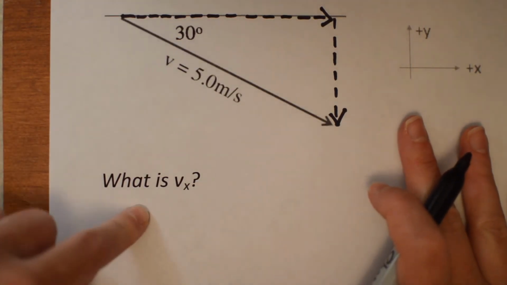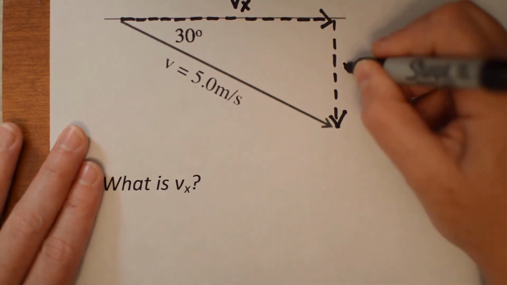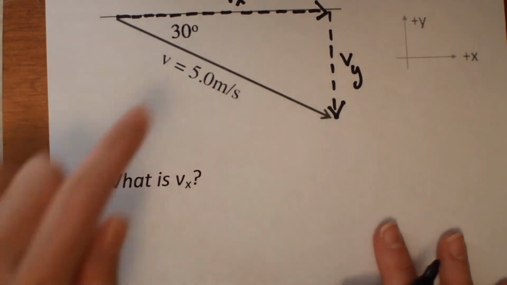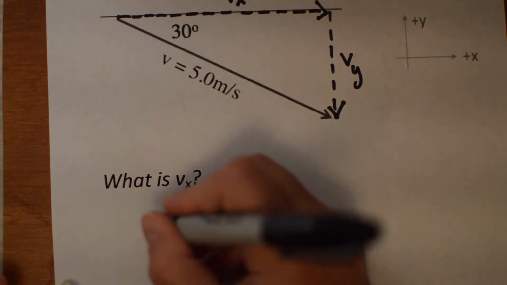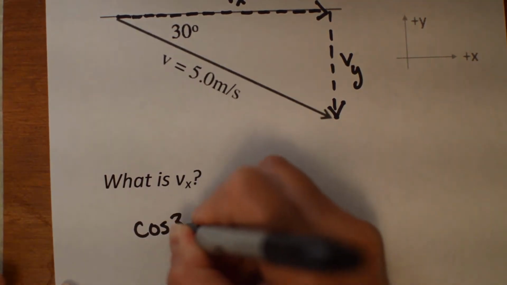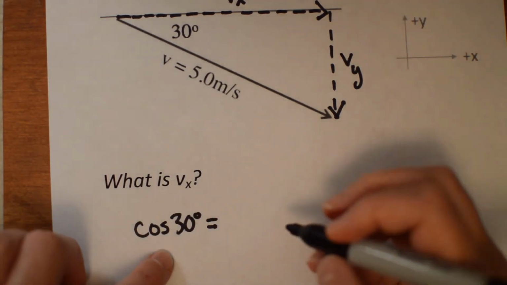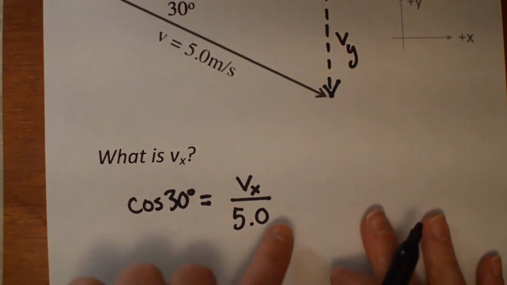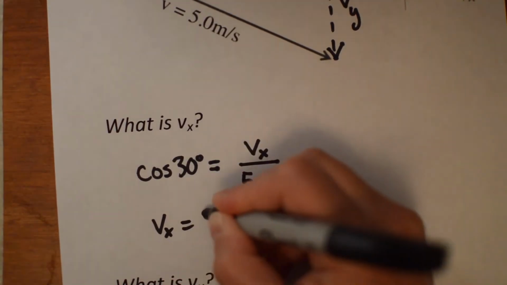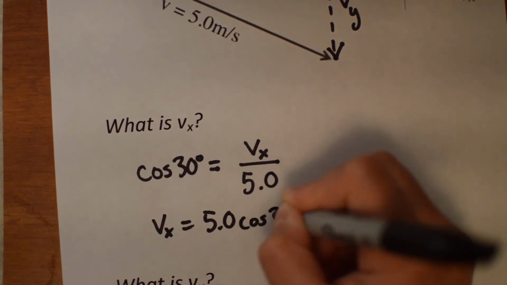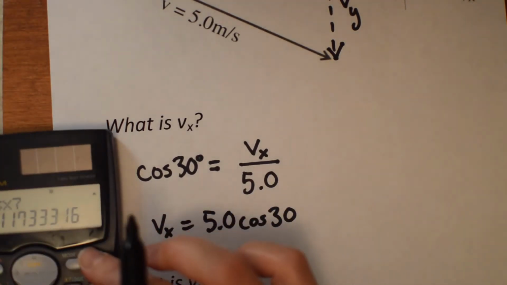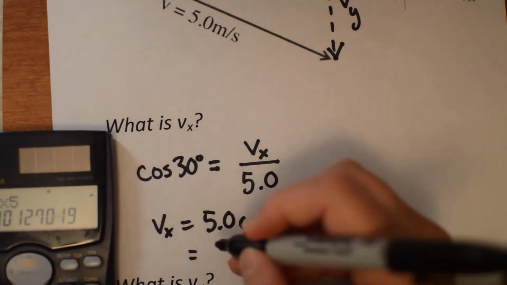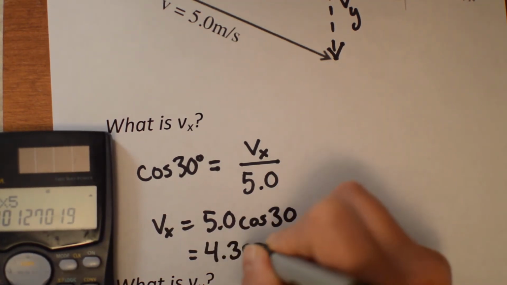Start with Vx. Vx is this one. Vy is this one. So Vx is the adjacent side, and I know the hypotenuse, so I should probably use the cos identity. So cos of my 30 degrees is going to be the adjacent, which is Vx, divided by the hypotenuse, which is the 5. Rearrange that for Vx. I get 5 cos 30, which is cos of 30 times 5, 4.3 meters per second.